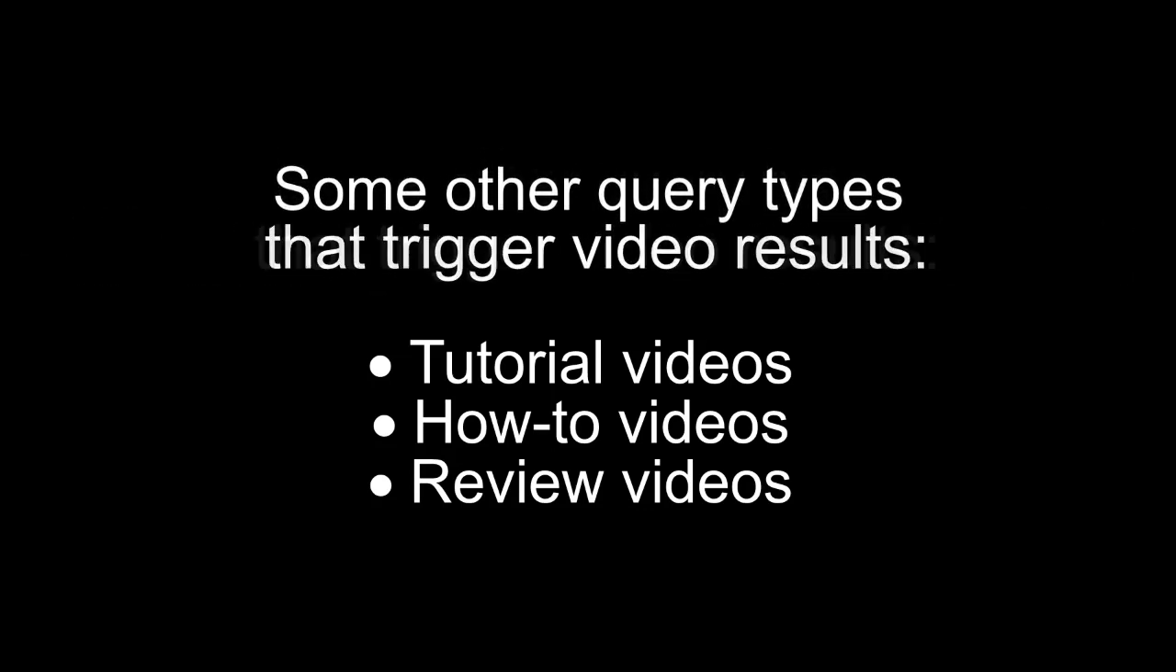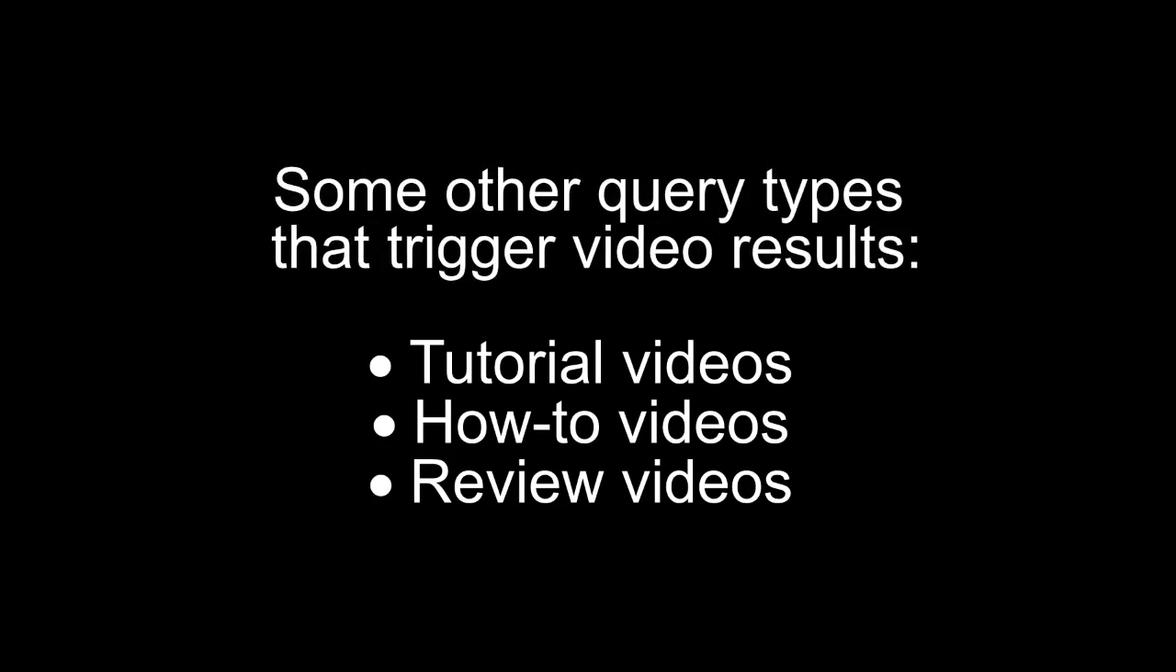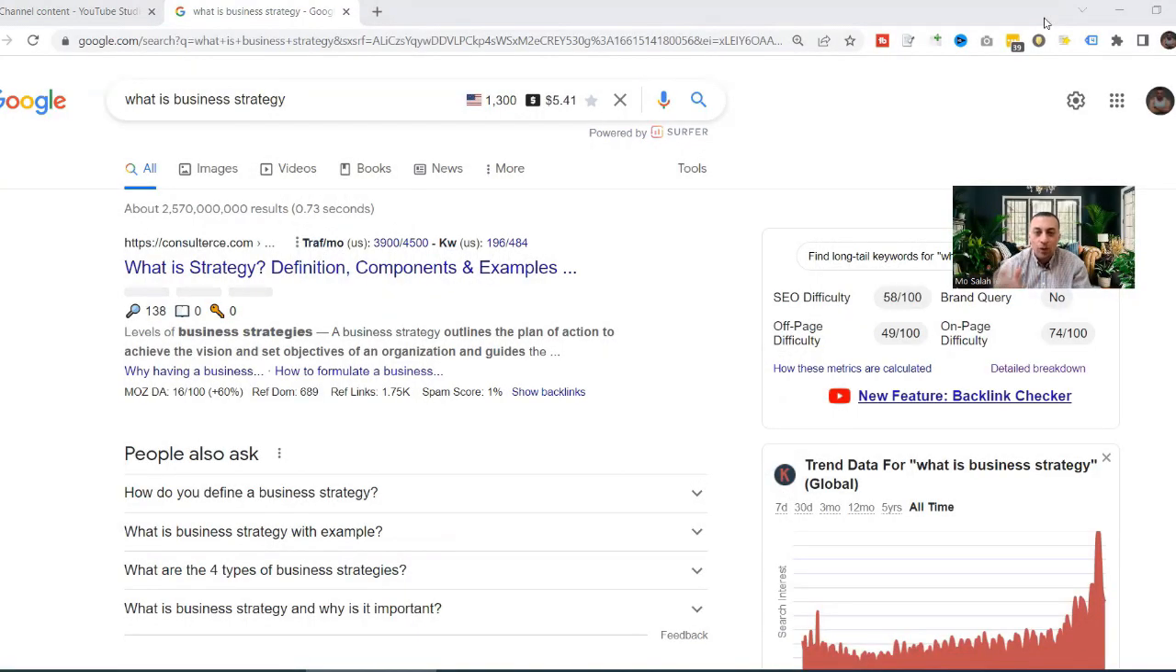Some other query types that trigger video results are tutorial videos, how-to videos, and review videos. This is incredibly important because it tells us what type of videos to focus on. So instead of creating videos that talk about your business, you should create videos to teach, to share, to train, and to help your audience.